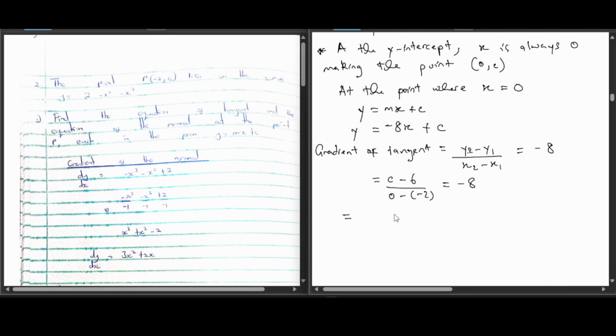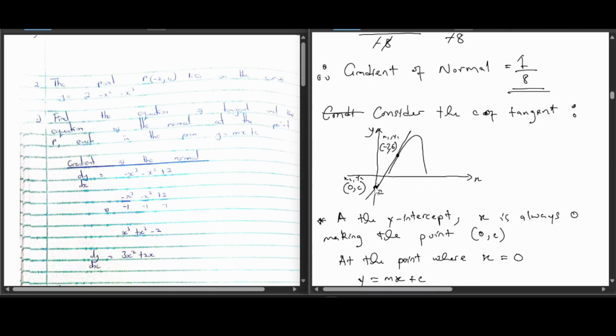So this is going to be equal to c minus 6 over 0 minus minus 2, which is just 2, is equal to minus 8. The 2 moves across, so c minus 6 is equal to 2 multiplying minus 8, that's minus 16. So c is equal to minus 16 plus 6. C is equal to minus 10. Luckily, from what we drew, this makes sense, since c here is below 0, at minus 10.